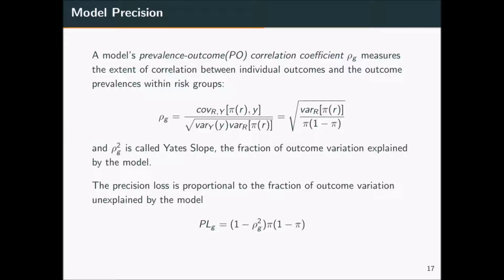Another measure is called the prevalence outcome correlation coefficient, or PO correlation. It measures the extent of correlation between individual outcomes and the outcome prevalence within risk groups, and its square is called Yates slope, the fraction of outcome variation explained by the model. It can be found that the precision loss is proportional to the fraction of outcome variation unexplained by the model. That is to say, the measures are in accordance with each other.